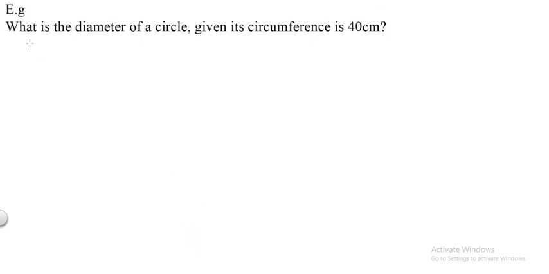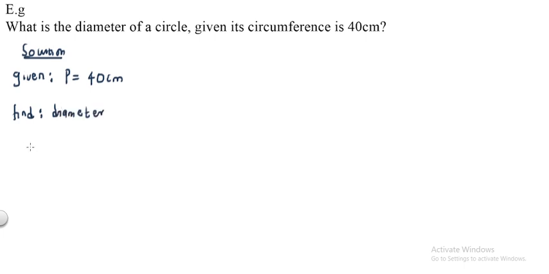In this case, we are asked to find what is the diameter of a circle, given its circumference is 40 centimeters. We can see our givens. Since we know that our circumference is 40 centimeters, we can also write down the perimeter. Perimeter is equal to 40 centimeters. Remember, circumference of a circle is also its perimeter. We have perimeter to be 40 centimeters. Now we are told to find the diameter.